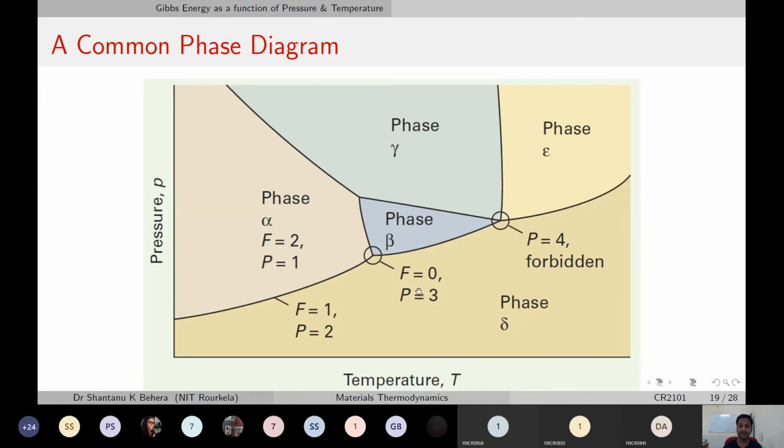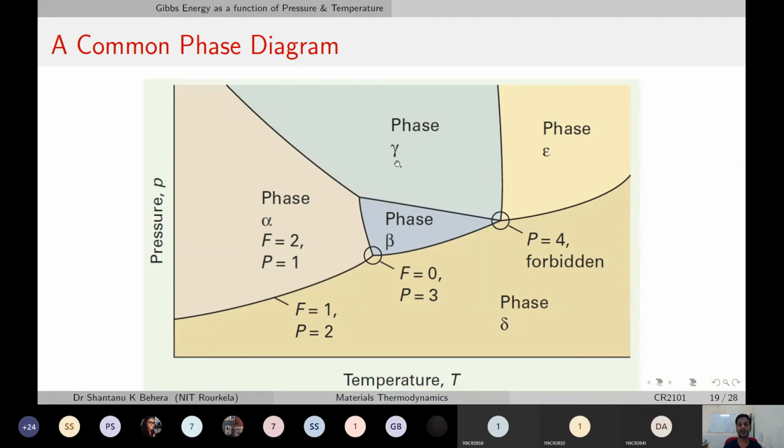Likewise, you can have a beta phase here. So as long as you are in a single component system and a single phase system, you always have 2 degrees of freedom, meaning you can change those two thermodynamic parameters independently without actually bringing any change in the primary phase field. So you see here, this is the primary phase field of the alpha phase.